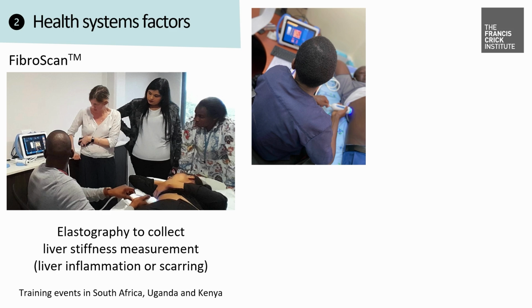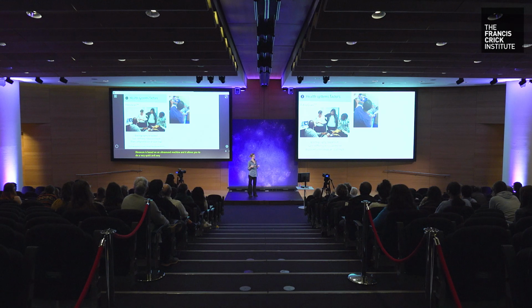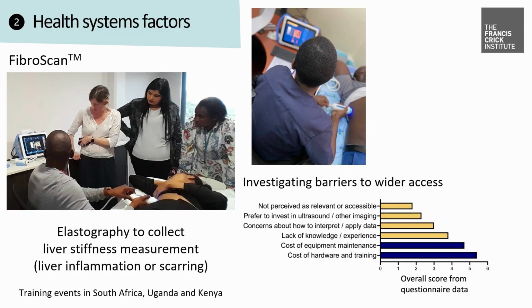This machine in the pictures is called a FibroScan. It's based on an ultrasound machine, and it allows you to do a very quick and easy scan of the liver, which gives you a measure of stiffness, liver stiffness or inflammation. But the problem is, again, healthcare barriers of the people who we've trained and engaged with this equipment. Most of them say it's the cost of the equipment that's the main barrier to further delivery.